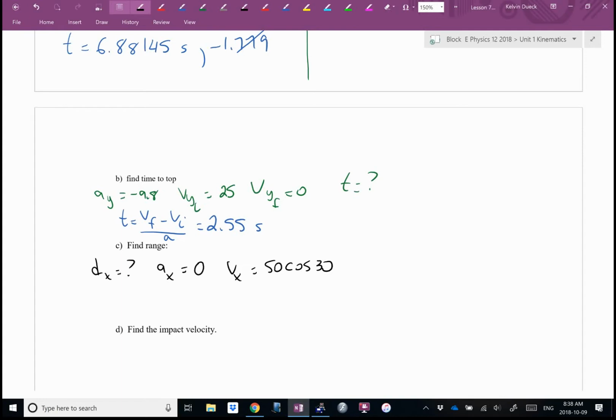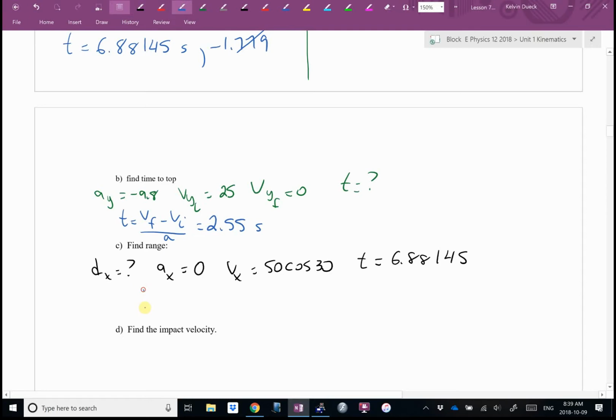Yep, time. Do I know the time? Yeah. Which time am I going to use? Total time of flight, which is going to be 6.88145. I'm looking for an equation that has a D, a V, an A, and a T in it. There is one.